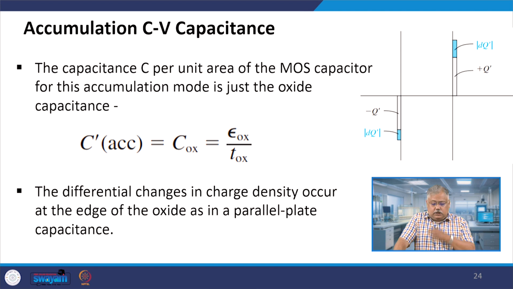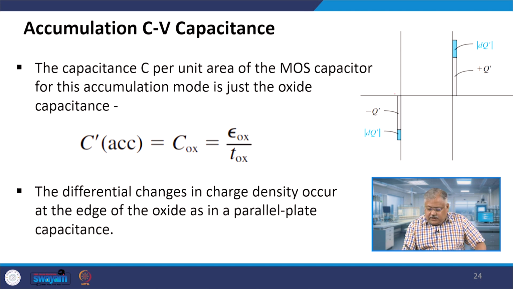Let us look into the accumulation, and on the right hand side what is given is basically the capacitance per unit area of the MOS capacitor for this accumulation mode. Accumulation basically means that, if you want to form an N type MOSFET with a P type substrate, then you have to give a bias which is positive to invert the channel, remember. But if you give a negative potential on the gate side, you are actually accumulating a large number of carriers near the interface, right.